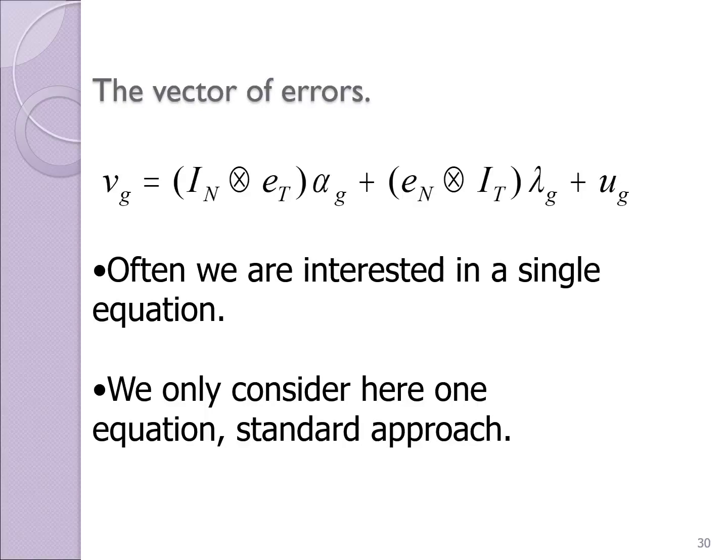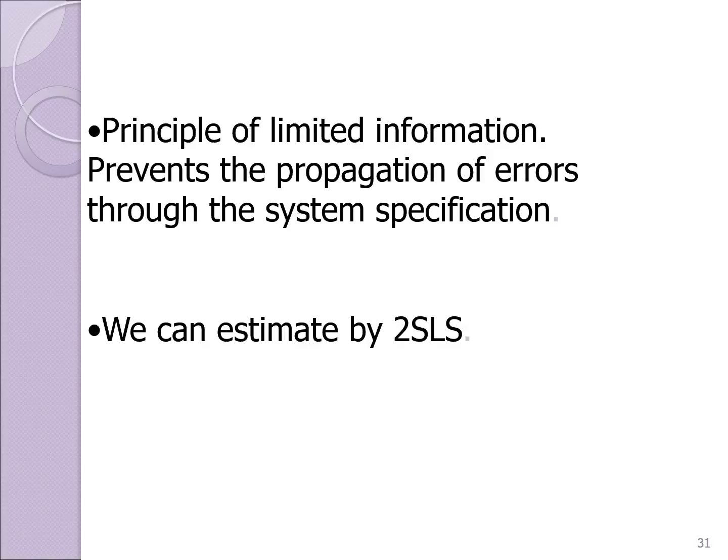We are not talking about the vector of errors now. We say here that we are often interested in a single equation of the system, and we only consider in this case one equation. Of course, if you want two equations, you first work with one and then work with the other, so there's no problem at all. We are going to use the principle of limited information that prevents the propagation of errors through the system specification.